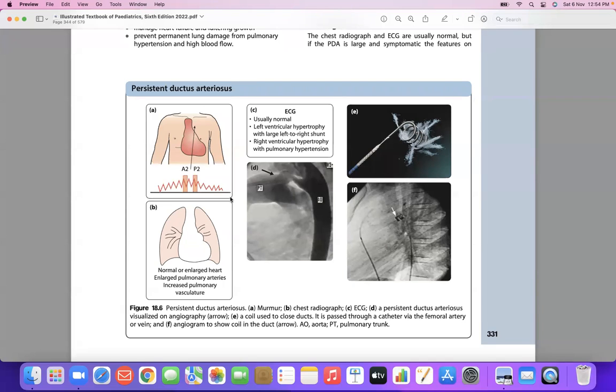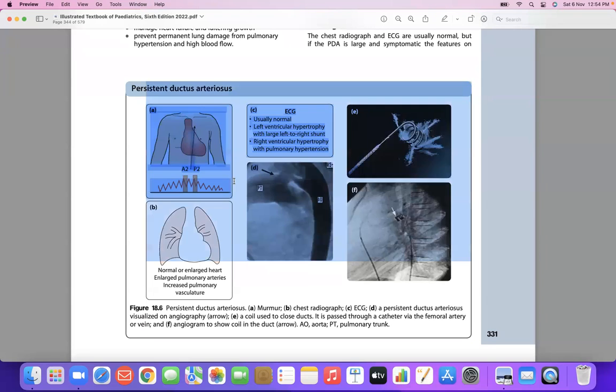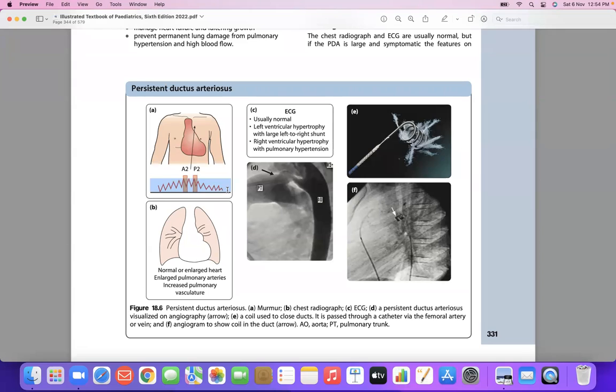So in patent ductus arteriosus, again, you will hear a continuous murmur like this. The murmur will be continuous throughout. And again, the same thing, more blood flow to the lungs. So you will have cardiomegaly, enlarged pulmonary arteries and increased pulmonary vasculature.